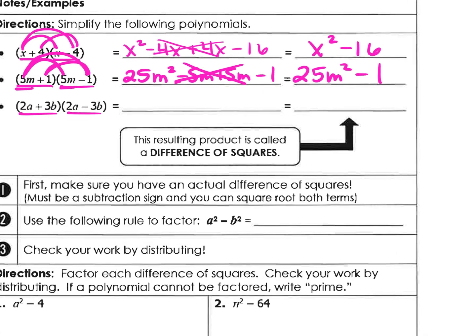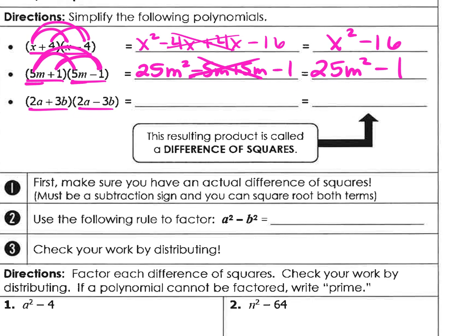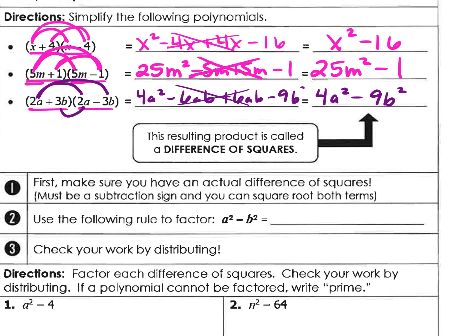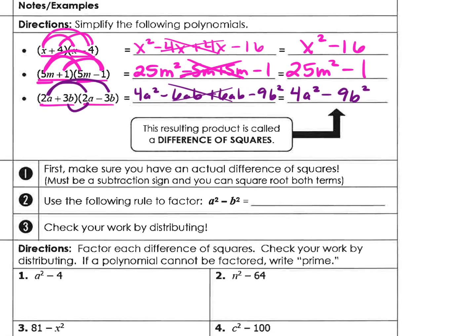So what did you get on that third one? 4a squared minus what? 9b squared. Again, it's 2a times 2a, so that's 4a squared, minus 6ab plus 6ab, so those go away, minus 9b squared. Okay, so here's what I want you to see.